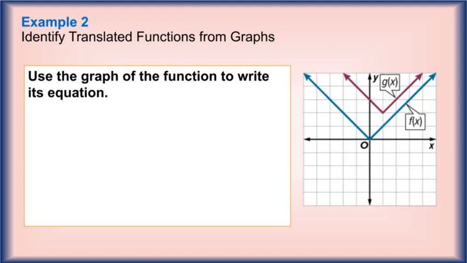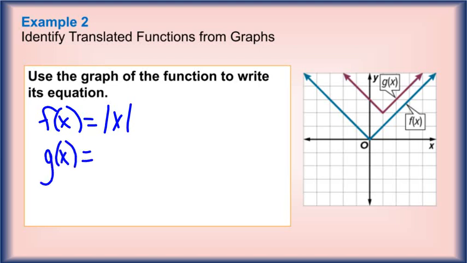Next, use the graph of the function to write its equation. So the blue is the parent function. So f of x equaling, since it comes to a corner, this is the absolute value of x. Now g of x is related, but we just moved the vertex.